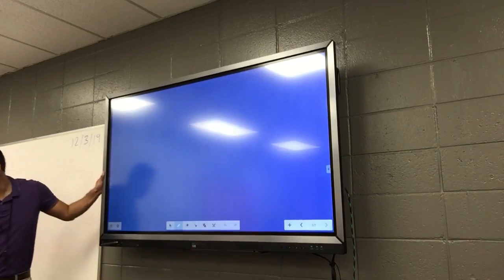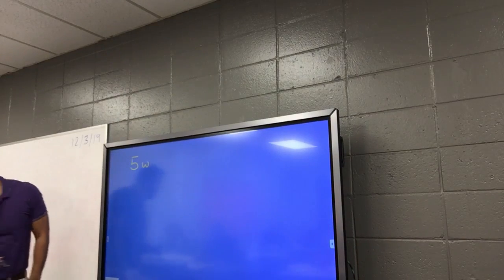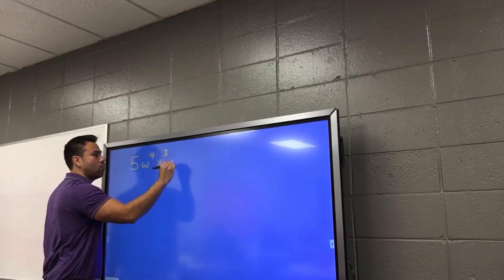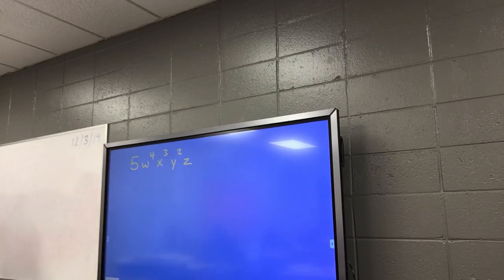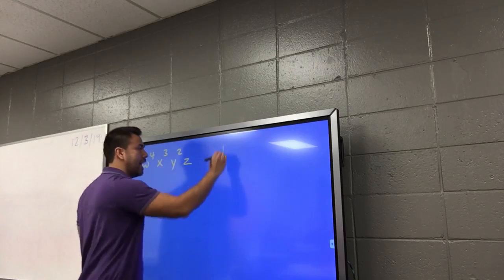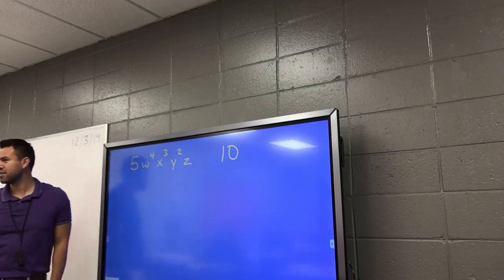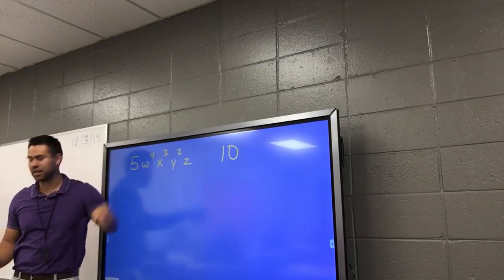And last one here, hopefully you can add. 5w to the 4th, x to the 3rd, y to the 2nd, z. So give me the degree. All right, how many of you got a degree of 10? That's all you're doing. That's it. You get it? You're not changing anything. You're just saying degree of 10.